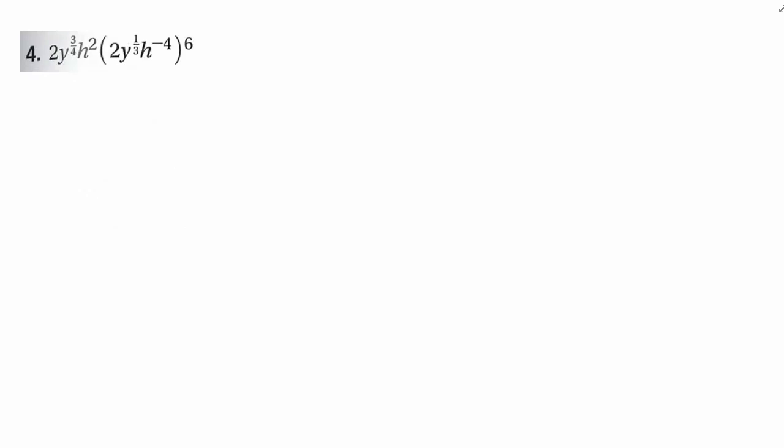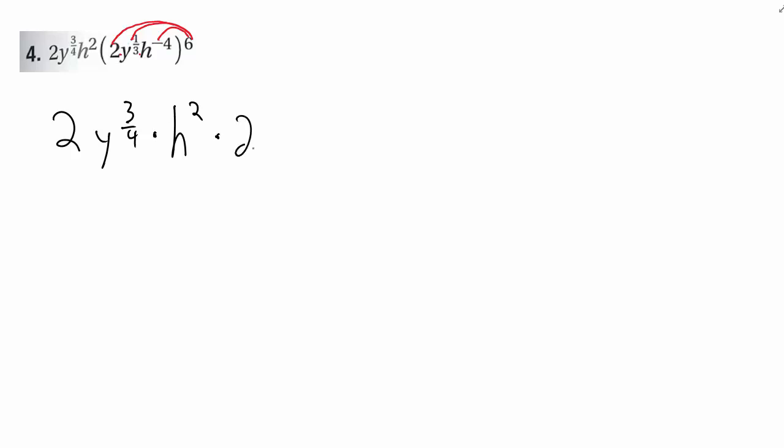For number 4, we have to do the raising a power to a power rule, and also multiplying. So you're going to have to add and multiply simultaneously here. I'm going to rewrite this first thing, 2y to the 3/4 times, and this is h squared. Now, before I can write these, I have to distribute this exponent of 6 to each term that's in the parentheses here. These are all connected by multiplication, so they each get that 6 power.